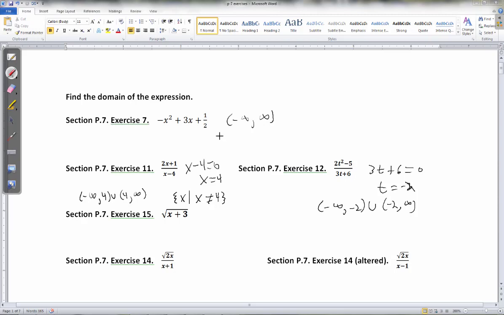Usually in set builder notation, they just cheat and use the double-barred R. Technically, set builder notation would be x such that x is a real number.